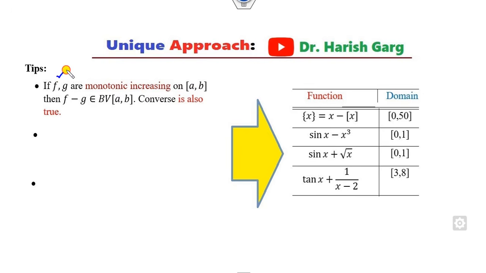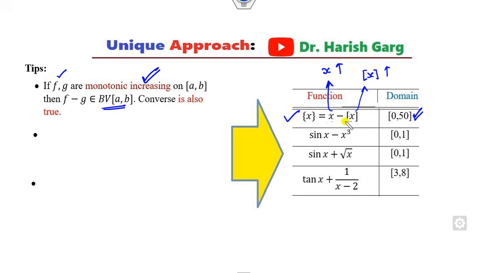Okay, look at this one. If f and g are monotonic functions, then f minus g is also monotonic. Look at this same one. You can see x is a monotonically increasing function. The greatest integer is also a monotonic increasing function over this domain. So both are monotonically increasing. So therefore the difference of them is of bounded variation.